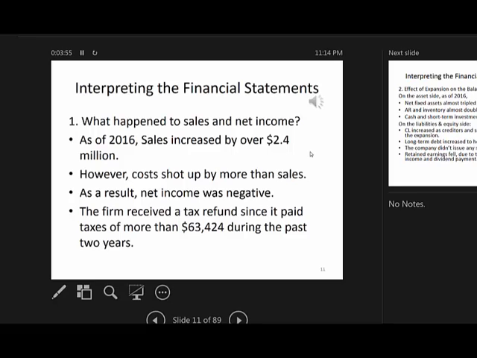First question is, what happened to sales and net income? If we look at the income statement, we can see that as of 2016, sales revenue increased by over 2.4 million. So that sounds pretty good. However, costs shot up by more than sales. So then, as a result, the net income was negative. We can also see that the company received a tax refund instead of paying tax, since it paid taxes of more than $63,000 during the past 2 years.